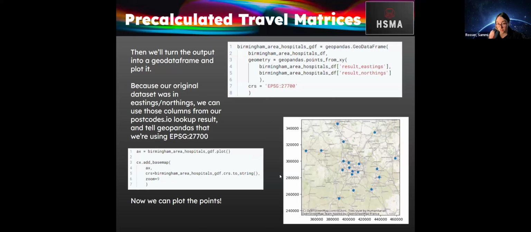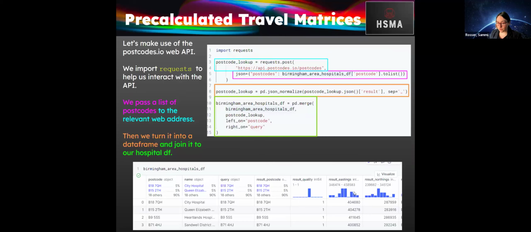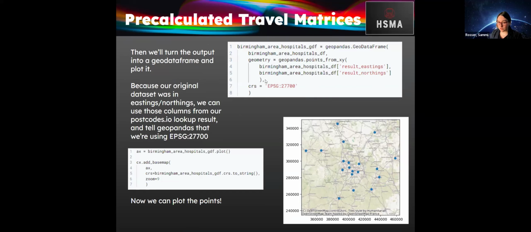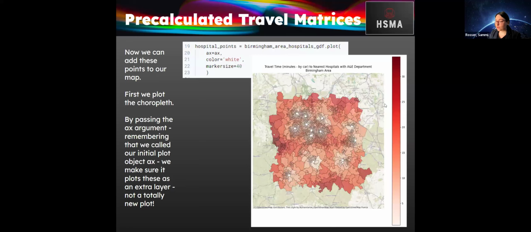So finally, we're going to turn the output into a geodata frame and we're going to plot it. Because our original data set was in eastings and northings, postcodes.io returned eastings and northings for us. So when we turn this into a geodata frame, we can just pass in eastings and northings, tell it to use the British National Grid coordinate reference system 27700, and then we can plot the points on top of our choropleth.